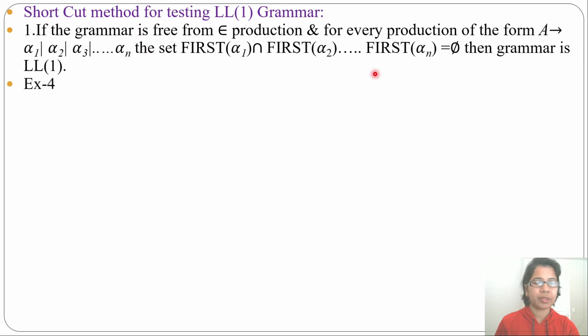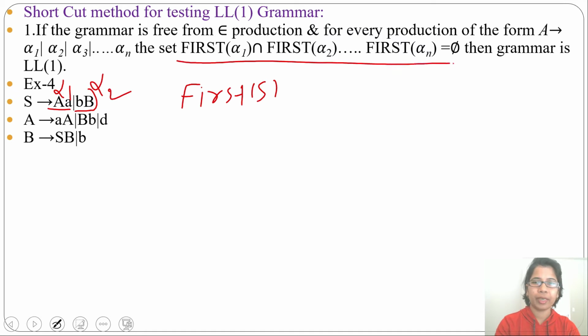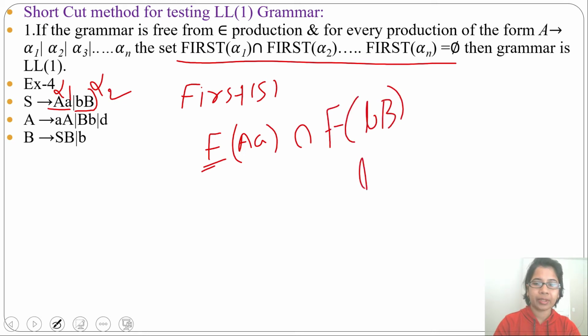Let's see one example. I already discussed this example for constructing the parse table and proved that this grammar is not LL1. Now, what will be first of S? First of S will be first of this plus first of this. So this is our alpha 1, this is our alpha 2. Now for checking whether this is LL1 or not, we'll find first of alpha 1 intersection first of alpha 2. Alpha 1 is A. I'm just writing F for first, intersection first of B. Now from this you will get first as b.